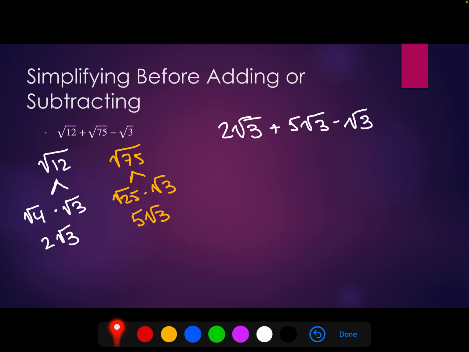Now if we take a look, we see that we do have like radicals here, right? We have square root of 3, square root of 3, and square root of 3. So after simplifying, we see that we can actually combine these radicals. If we do that, now all we have to do is 2 plus 5 minus 1, and that gives us 7 minus 1. So we have an answer of 6 root 3.